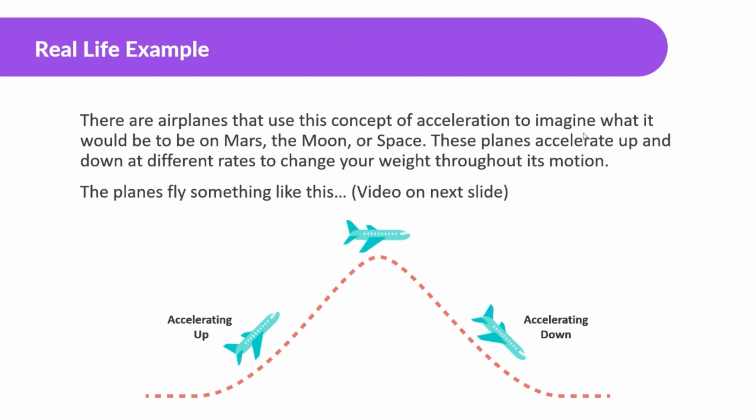Okay, real life example. There are airplanes that use this concept of acceleration to imagine what it would be like to be on Mars, the moon, or in space. These planes accelerate up and down at different rates to change your weight throughout the motion. The plane's path is something like this. There's a video of it, and it's pretty cool. It goes up and down like this, and how it goes up and down can change how you feel. So if it's accelerating up really high, you're going to feel extremely heavy. And if it's accelerating down really fast, depending on how fast, it could feel like you're on the moon, it could feel like you're on Mars, or it could feel like there's no gravity at all, like space. You should watch the video. I can't show it here because of copyright reasons, but you should watch it.